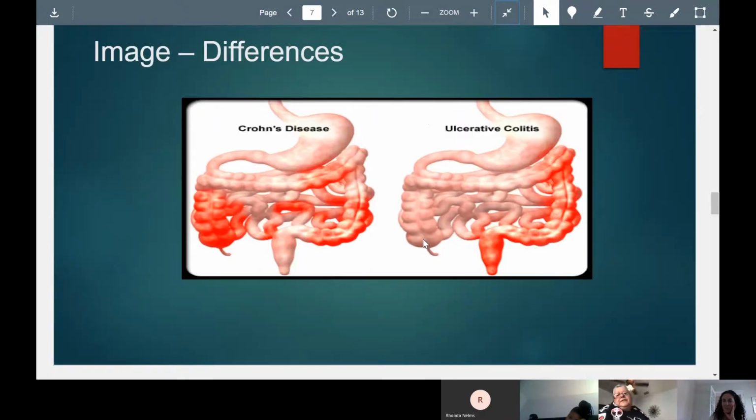And then here is the difference. With Crohn's disease, you'll see where the dark red spots are. See, it's blotching all over. It's all in different spots. Where the ulcerative colitis is all one piece that's inflamed and red.